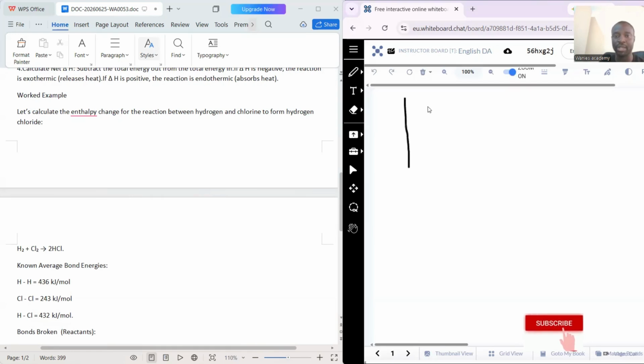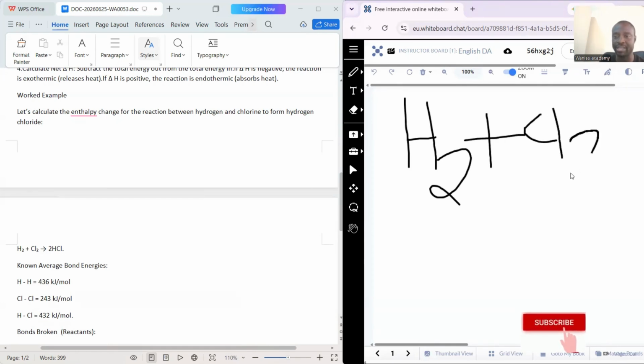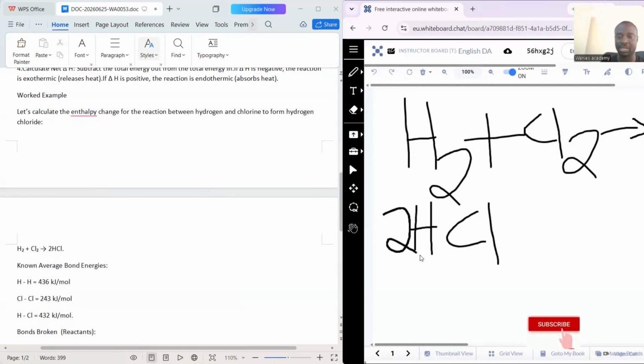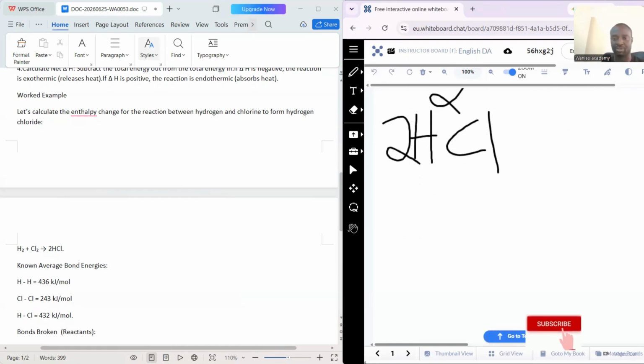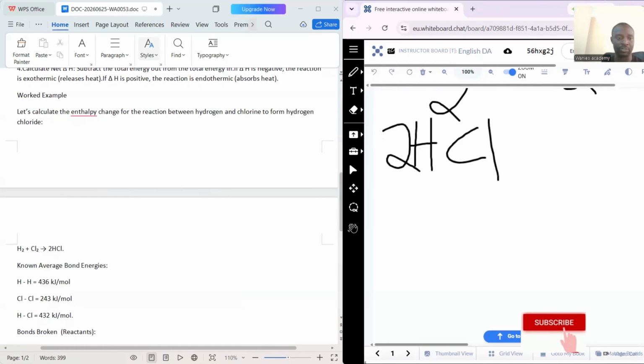We have hydrogen gas reacting with chlorine gas, that is H2 plus Cl2. That gives us HCl, hydrogen chloride, the product of that reaction. To balance the equation, we put a coefficient 2 in front of the HCl, so that the hydrogen atoms are 2 on both sides and the chlorine atoms are 2 on both sides. That is the balanced chemical equation for the reaction.